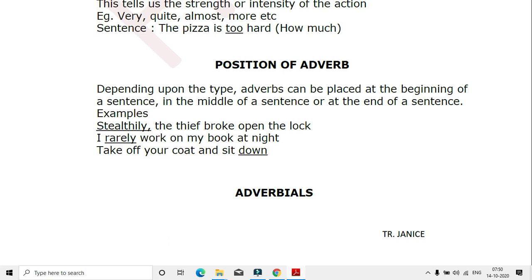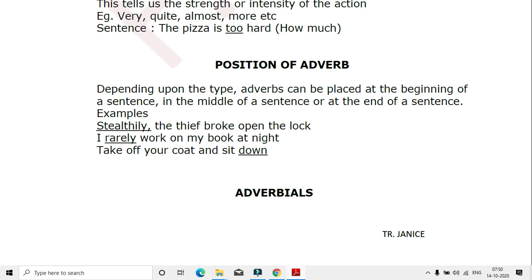Stealthily, the thief broke open the lock. Stealthily means without any sound at all. No one could come to know that he was there. I rarely work on my book at night. So you see, it's not the beginning, there is a word before it. And the last one: take off your coat and sit down. So where is the action of sitting down? Adverb of place. Rarely, adverb of frequency. Stealthily, adverb of manner.